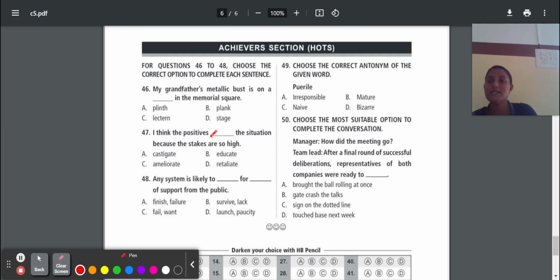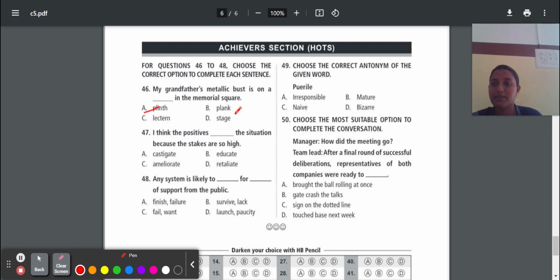For questions 46 to 48, choose the correct option to complete each sentence. Question number 46. My grandfather's metallic bust is on a dash in the memorial square. Option A, plinth. Option B, blank. Option C, lectern. Option D, stage. Answer for the question 46 is option A, plinth.